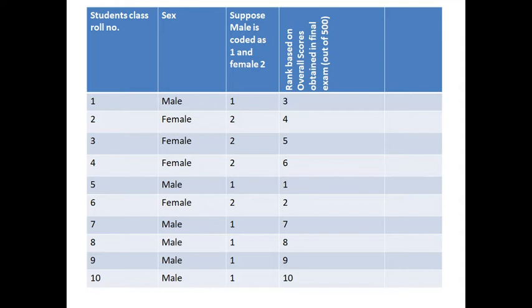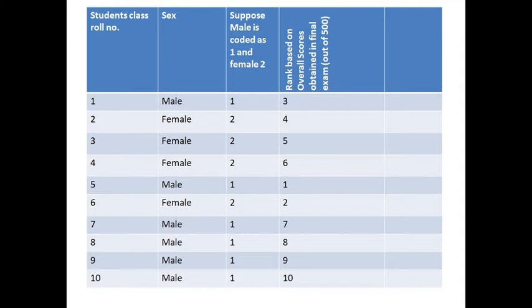And the fourth column, see the title of the column: rank of the student based on overall score obtained in final exam out of 500. So what is the rank obtained by the student in final exam? So the rank is given. So you know whose performance is better, that means who will score more out of 500. So the highest scorer will get rank 1, then the second highest will get rank 2, the third highest will get rank 3. So in this way, the rank is allotted to all the 10 students.